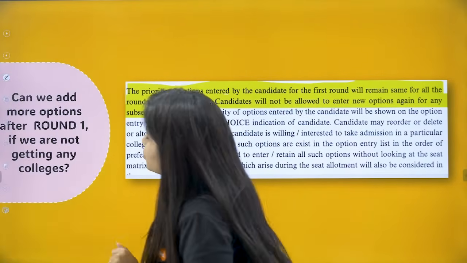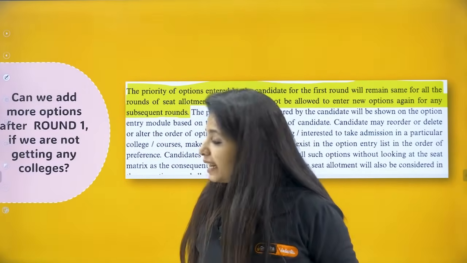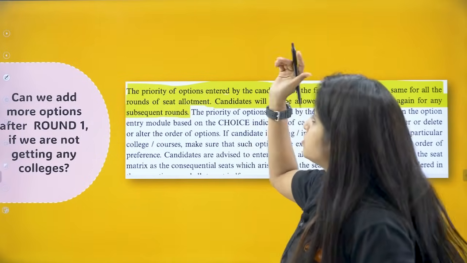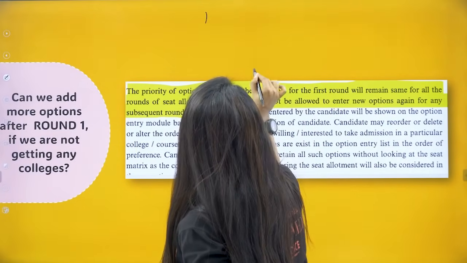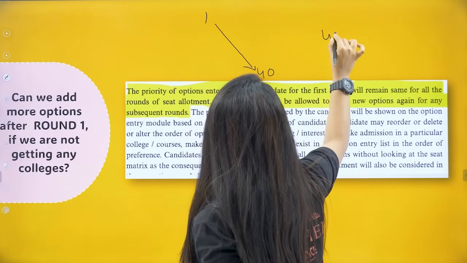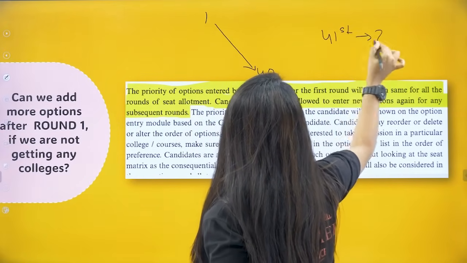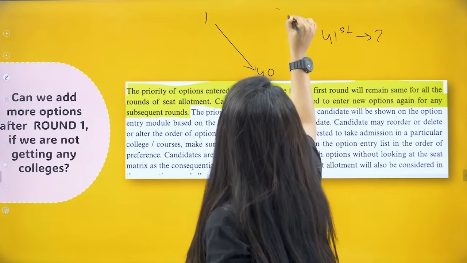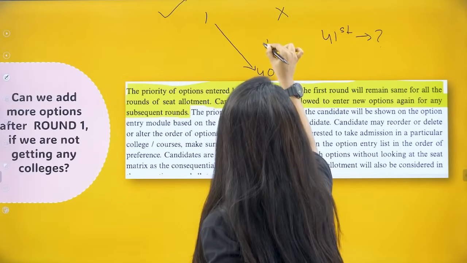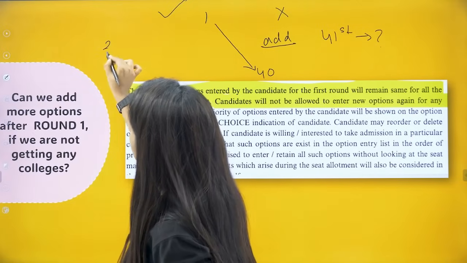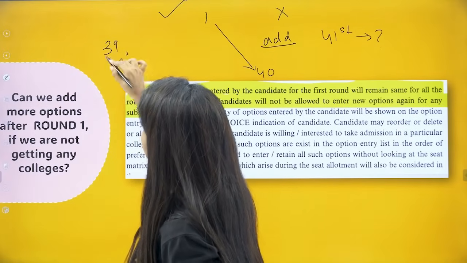Can we add more options after round 1 if we are not getting any colleges out there? So do you think you can add more options? I'll give you a scenario. You have added 1 to 40 colleges out there. Can there be a 41st college, my dear children, after round 1? What do you think? So there cannot be a 41st college. Can there be a 39th college or a 38th college?